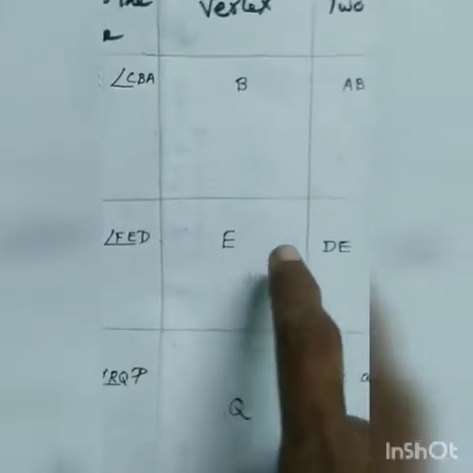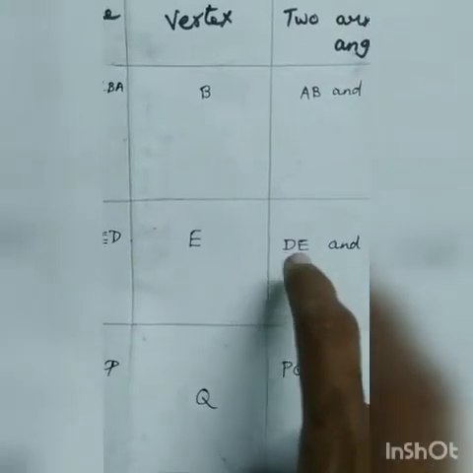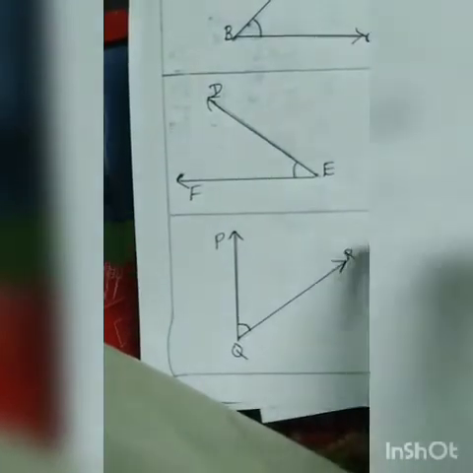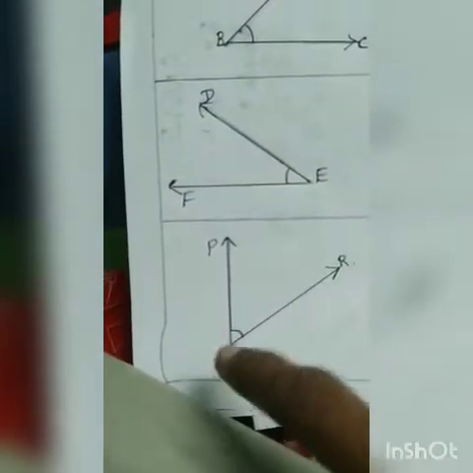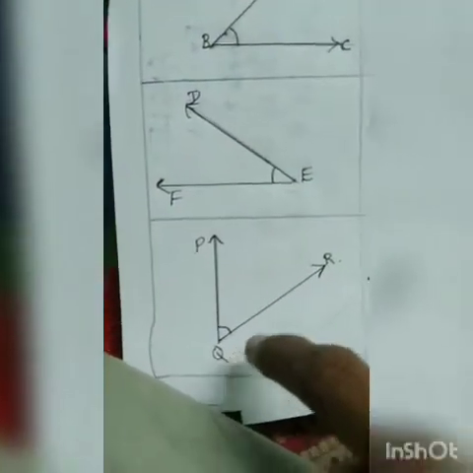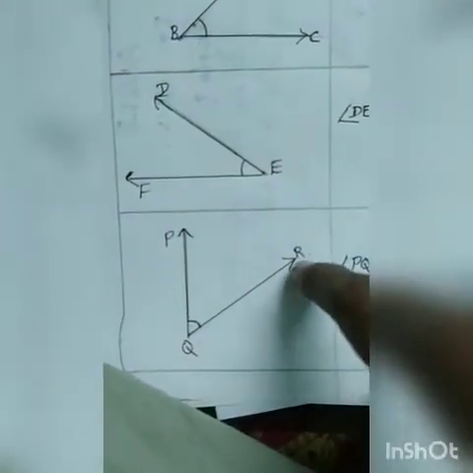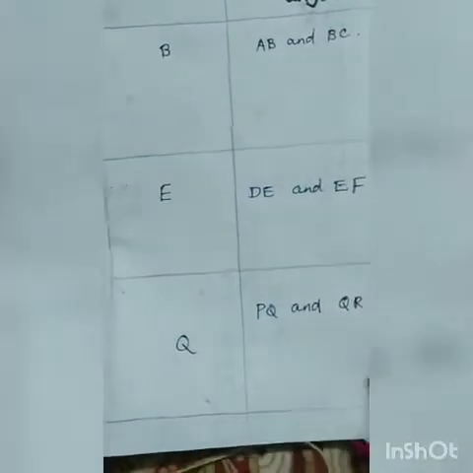So the vertex is E, and the arms are D, E and E, F. Those are the arms. Next one, I again have P, Q, R. Q is the vertex. The arm I have is P, Q, R or R, Q, P. So I have the arms as P, Q and Q, R. So these are the things.